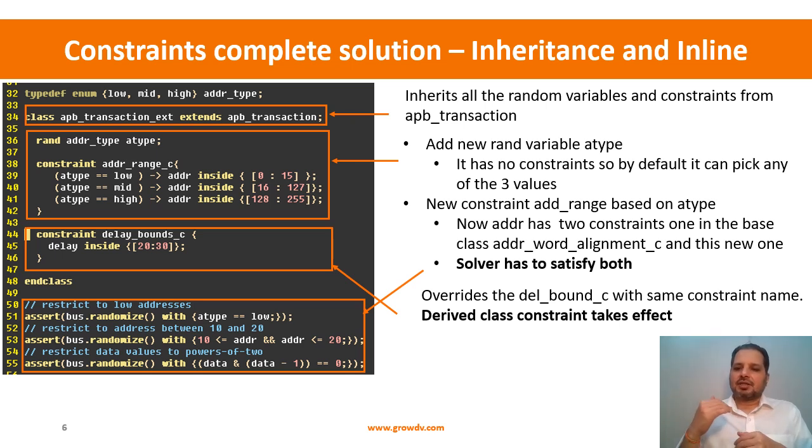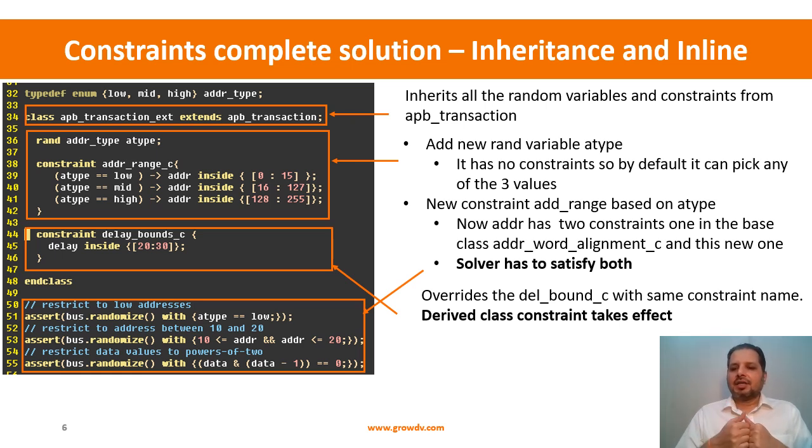Now we want to understand how it behaves in the context of constraints. First of all, naturally, all the properties that we have declared, although we might have added the qualifier rand or randc, become part of the subclass or the derived class. And not only do they become part of it, even the constraints that we have added in the base class become a part of your subclass or the derived class.